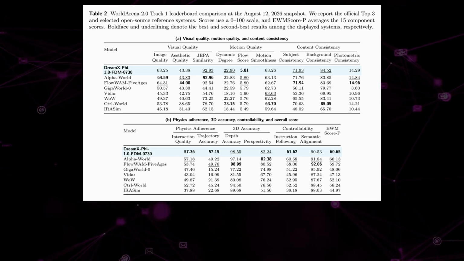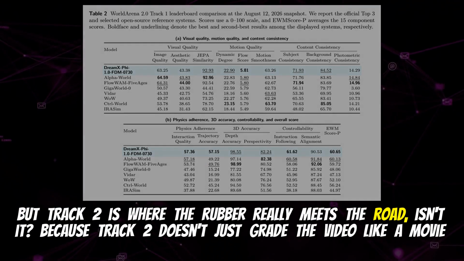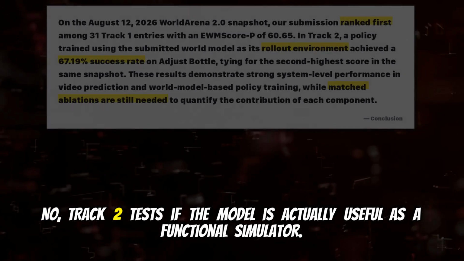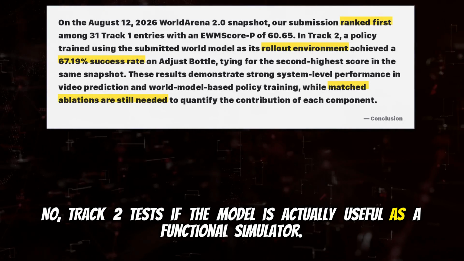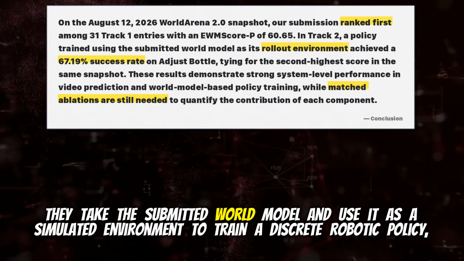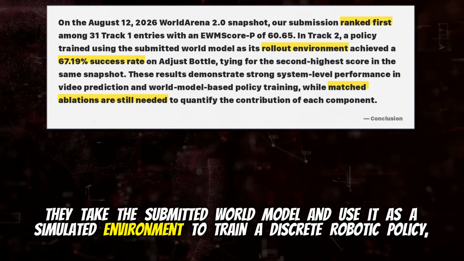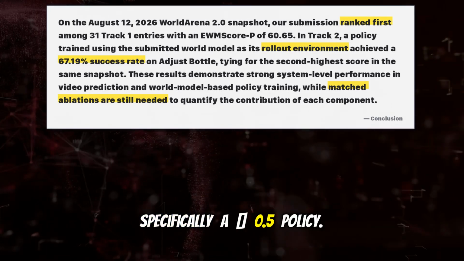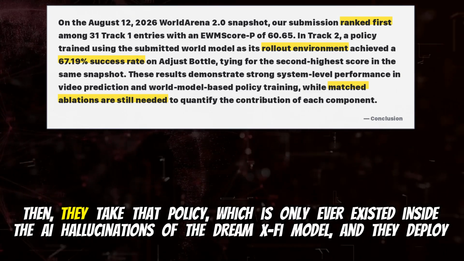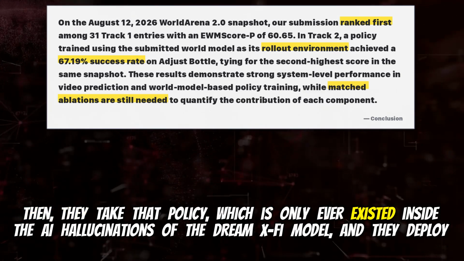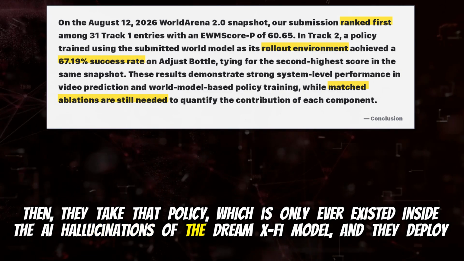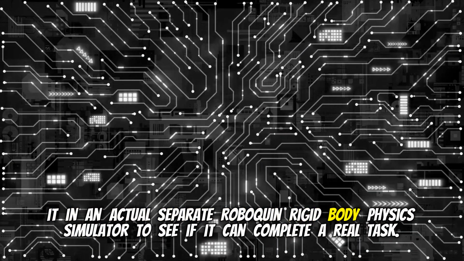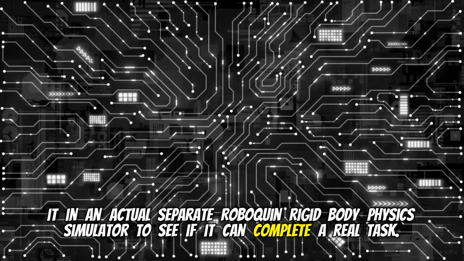That's huge. But Track 2 is where the rubber really meets the road, isn't it? Because Track 2 doesn't just grade the video like a movie critic. No. Track 2 tests if the model's actually useful as a functional simulator. They take the submitted world model and use it as a simulated environment to train a discrete robotic policy, specifically a Pi 0.5 policy. Okay. Then they take that policy, which has only ever existed inside the AI hallucinations of the DreamX-Phi model, and they deploy it in an actual separate RoboTwin rigid body physics simulator to see if it can complete a real task.